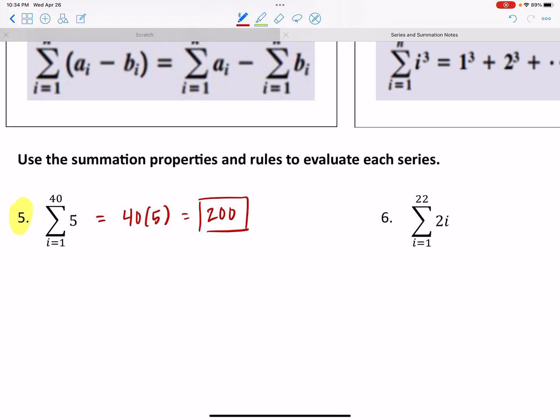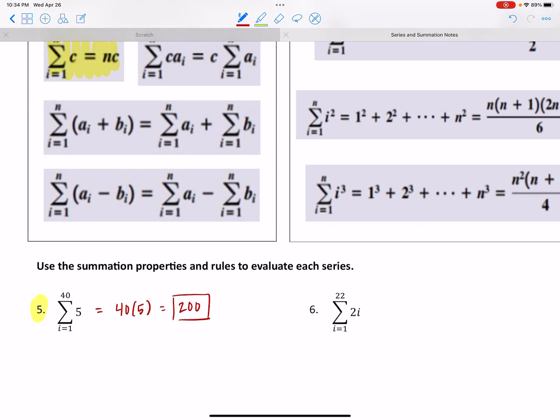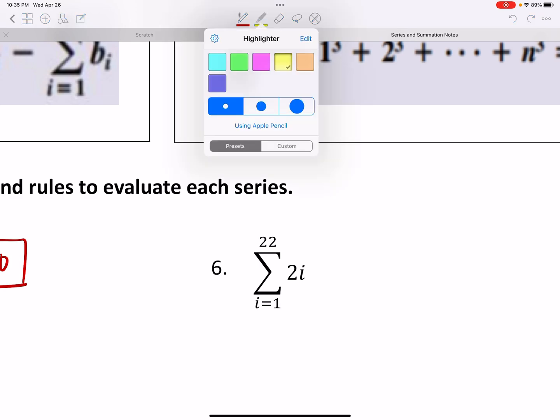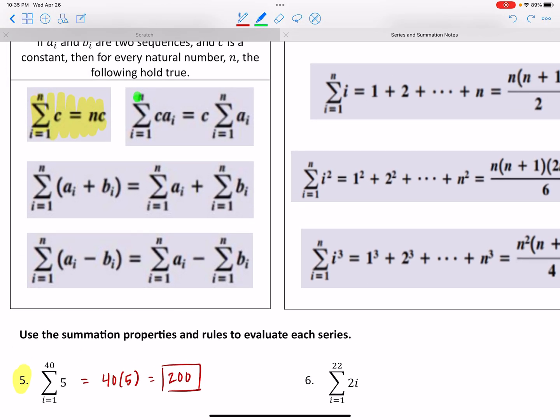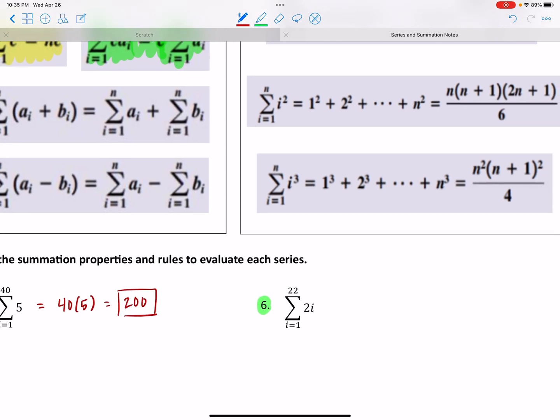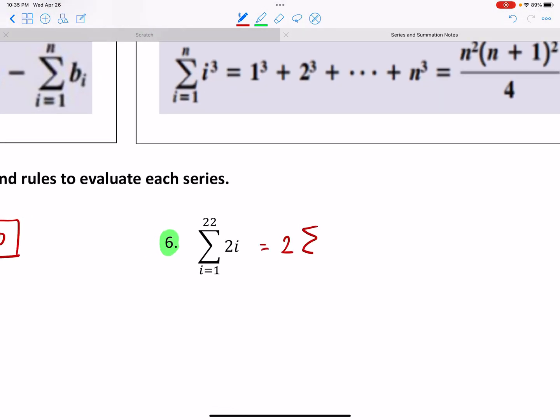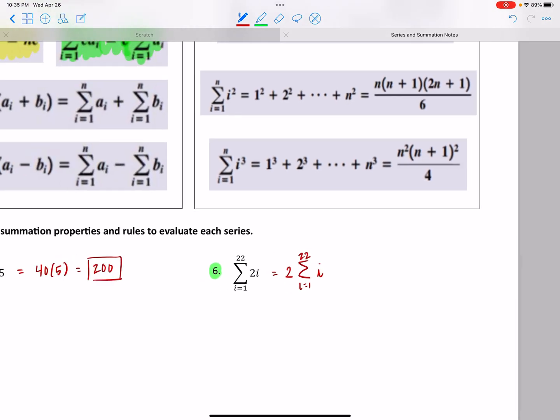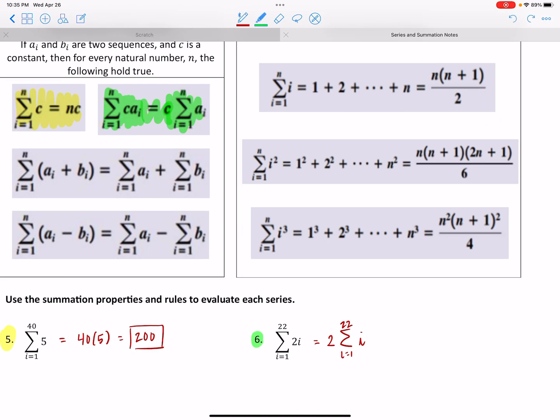Okay? Now number 2, we're going to use two different things here. So first, I can see that I have a function being multiplied by a constant. And so I'm going to separate this using my second property. This second property says if I have a constant multiplied by my function, I can move that constant out in front of my sum. So I'm going to apply that here and rewrite this as 2 times the sum from i equals 1 to 22 of i. And now I can focus on finding the sum of these 22 terms. Now I actually don't have to list out those 22 terms and add them up, because this is one of my formulas.